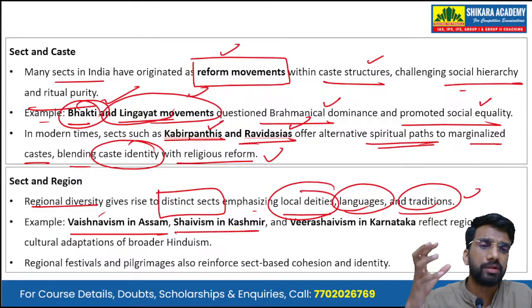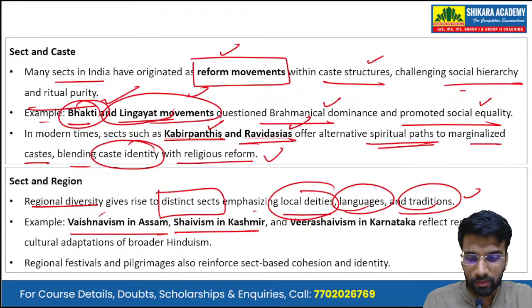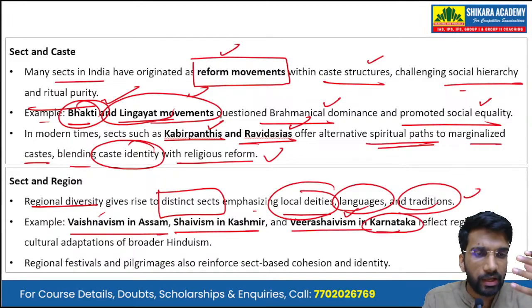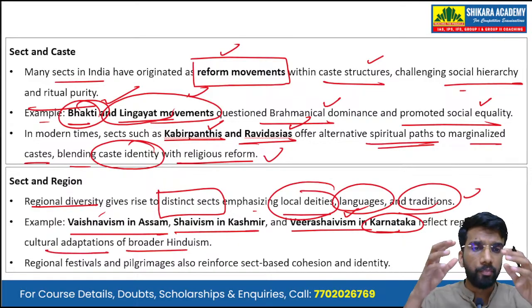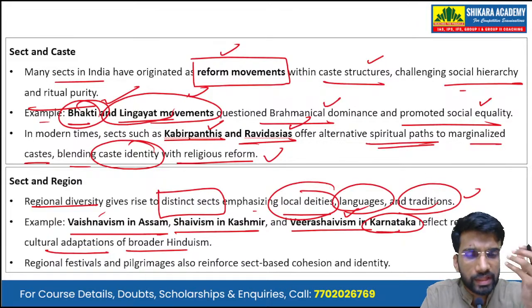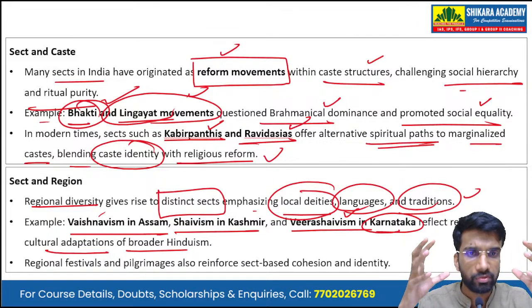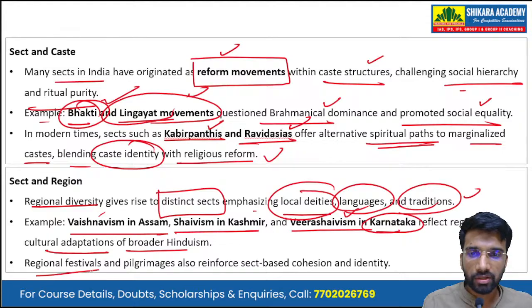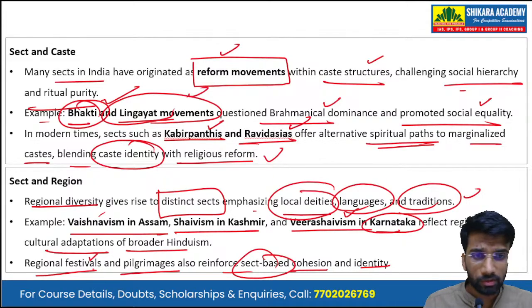Vaishnavism is associated with the bhakti or the rituals associated with Lord Vishnu. Shaivism deals with Lord Shiva, and we have Veer Shaivism in Karnataka, popularly known as the Lingayats. They follow Veer Shaivism, which reflects regional cultural adaptation within the broader Hinduism. So these are sects within the broader religion of Hinduism, but region-wise they are different. Regional festivals and pilgrimages also reinforce sect-based cohesion and identity in society.